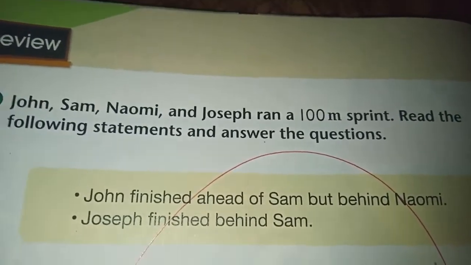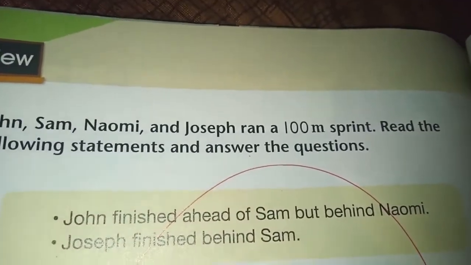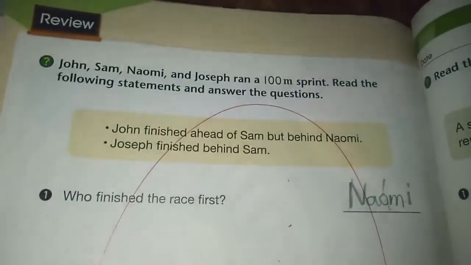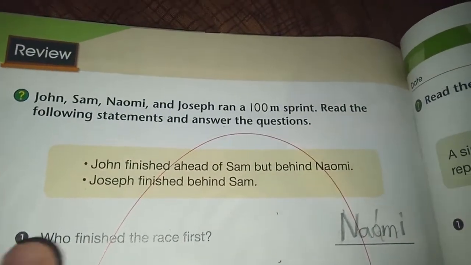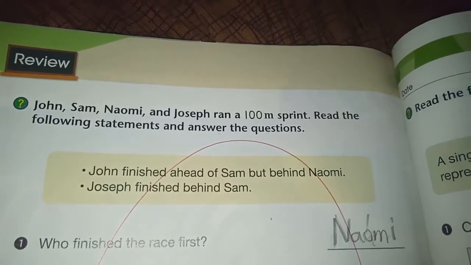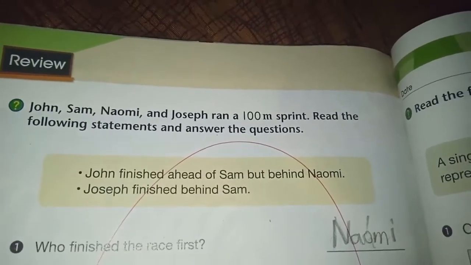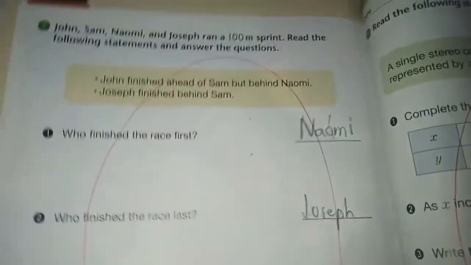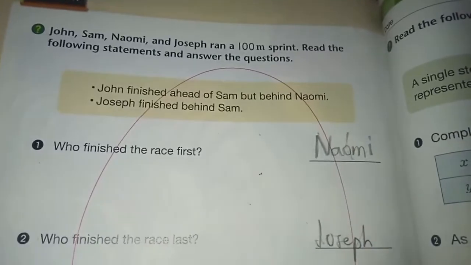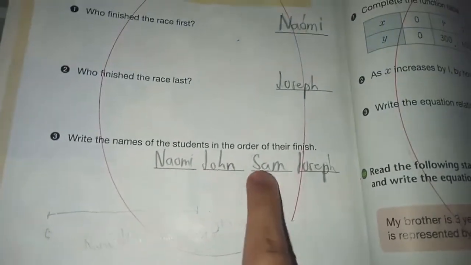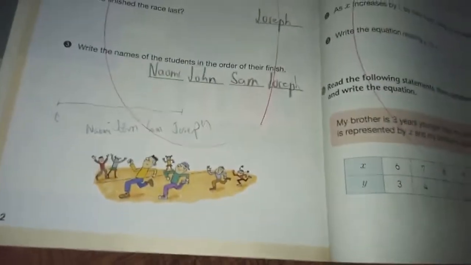If John finished behind Naomi, number one, Naomi finished the race first. Number two, Joseph finished behind Sam. So who finished the race last? You got it, it's Joseph. So the order of their finish is like this: Naomi, John, Sam, and Joseph.